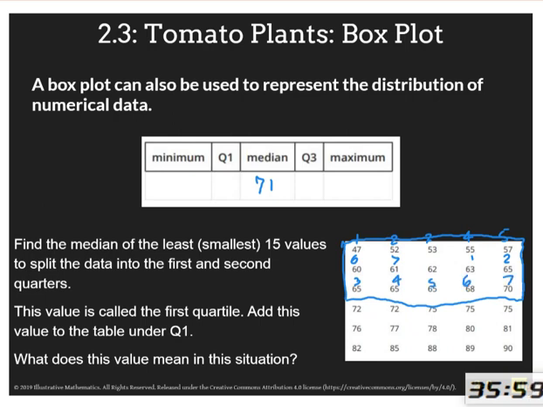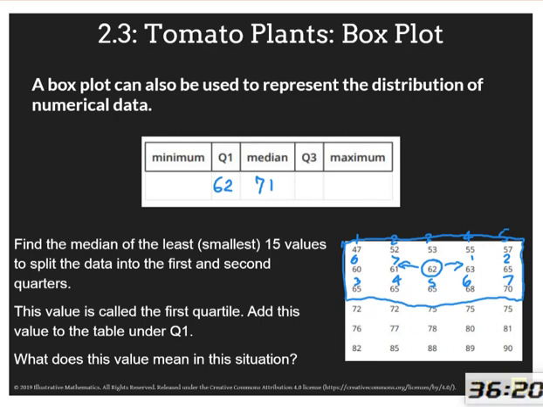Okay, so the number right in the middle of the smallest set is going to be 62. There are 7 numbers to the left and 7 numbers to the right, so what we call quartile 1, the median of that left-hand side, which separates the data into the first quarter and the second quarter, is 62.